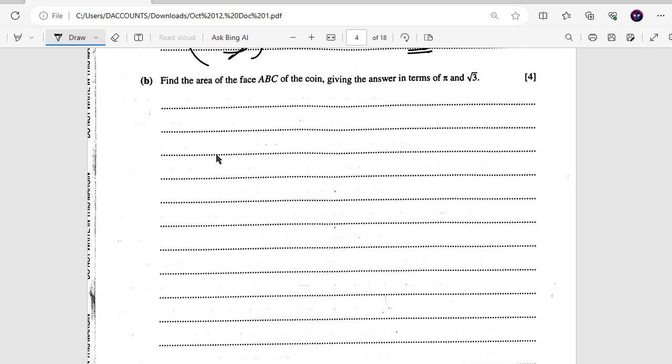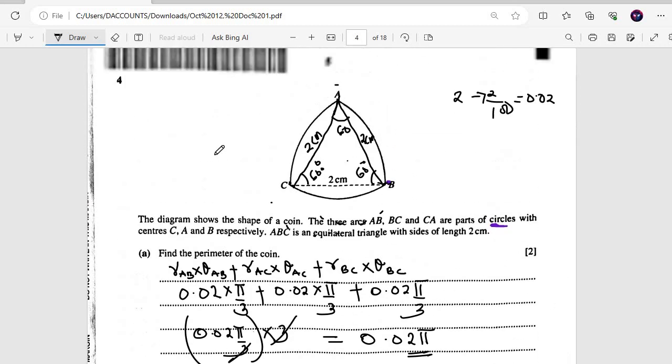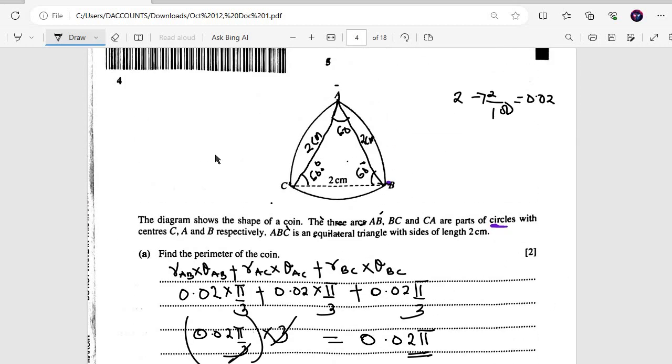The next one: find the area of the face ABC of the coin, giving your answer in terms of pi and root 3. You have to find the area of the face ABC of the coin. Now to find the area of the face ABC, what they are talking about is the inside. The area of the inside. So how do we do that?